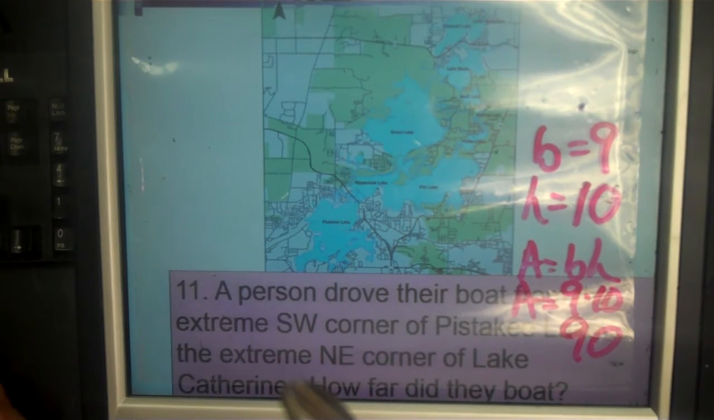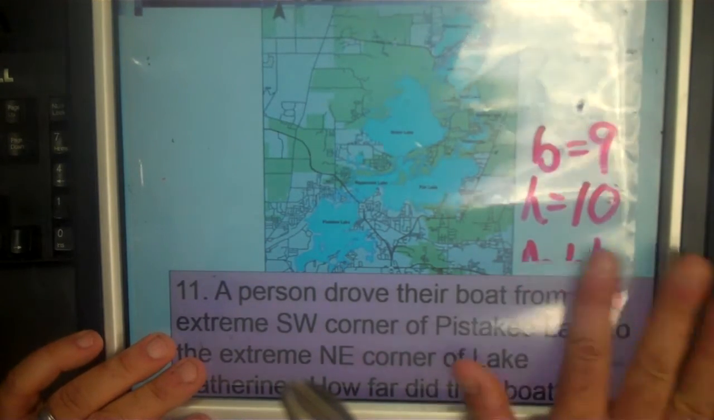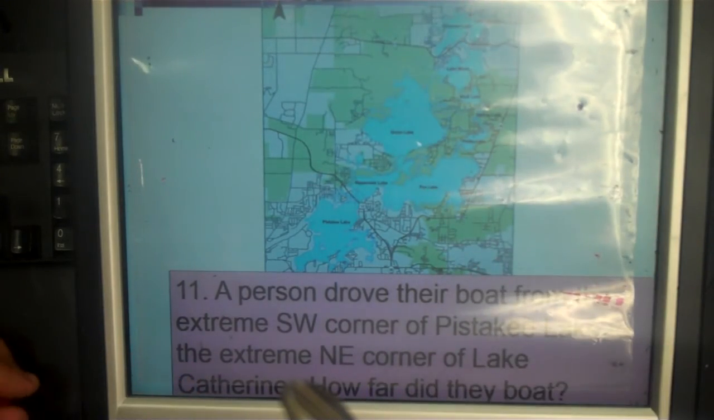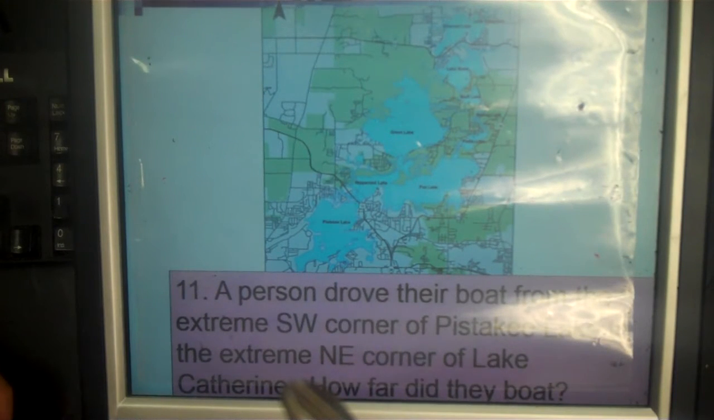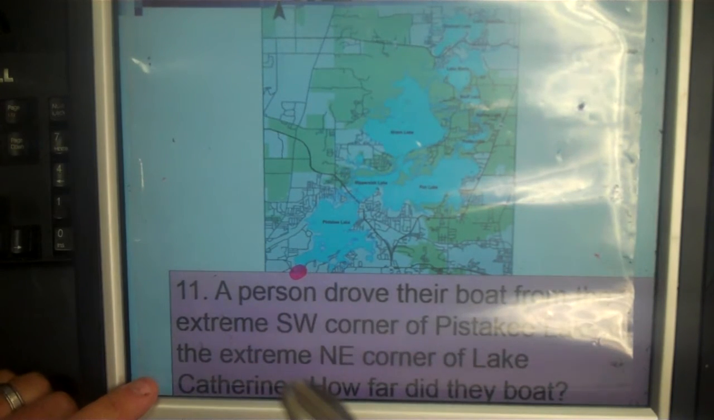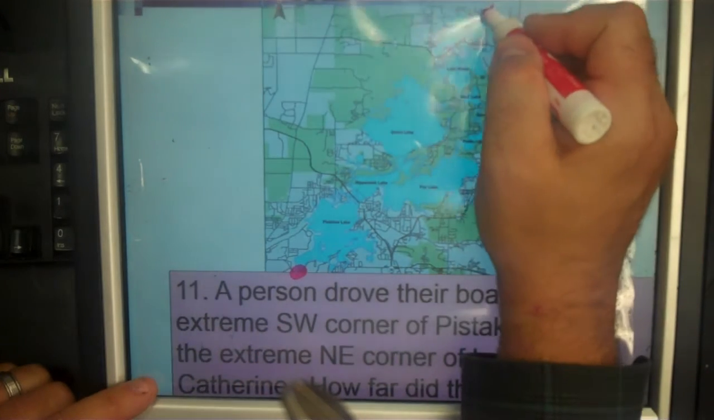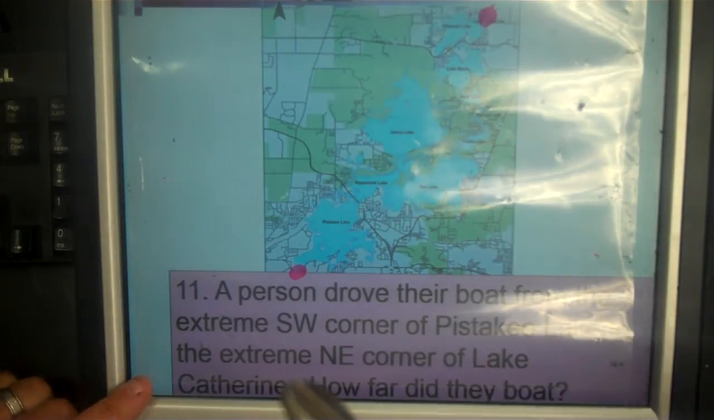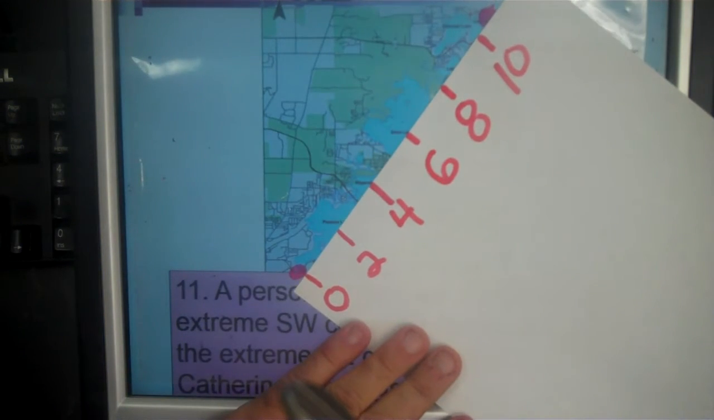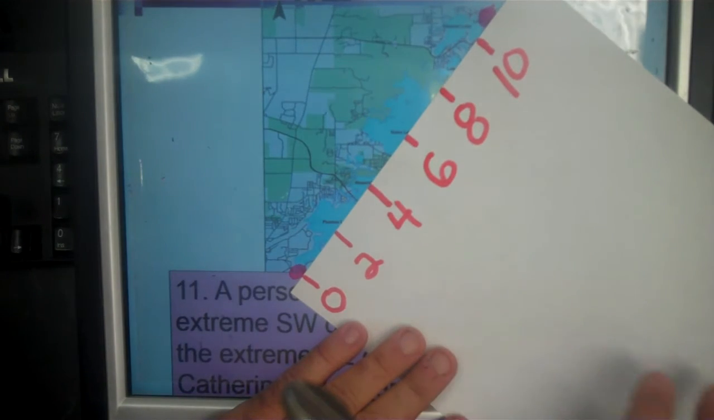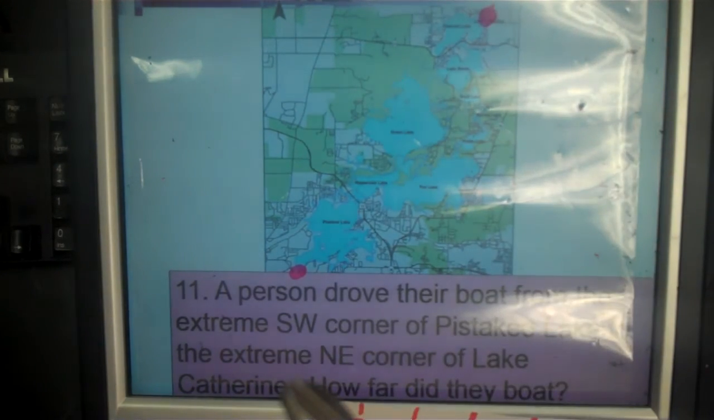Number 11. A person drove their boat from the extreme southwest corner of Pistake Lake to the extreme northeast corner of Lake Catherine. How far did they boat? So, here is the extreme southwest corner of Pistake Lake. Here is the far northeast corner of Lake Catherine. Lay our scale across, and it looks like it's more than 10 by just a little bit. So I'm going to say 11 miles. Number 11, the answer is 11 miles.